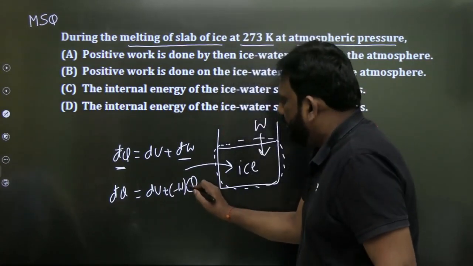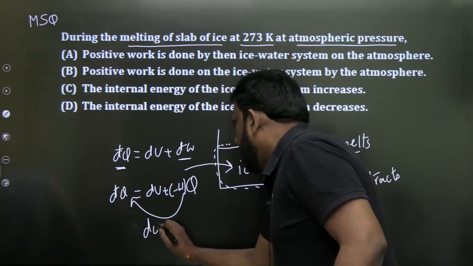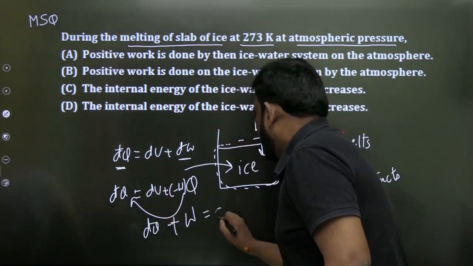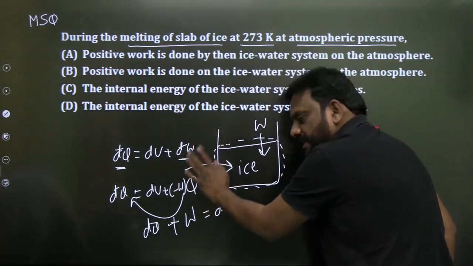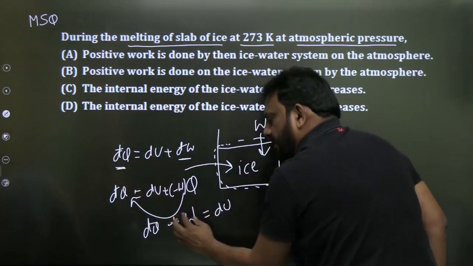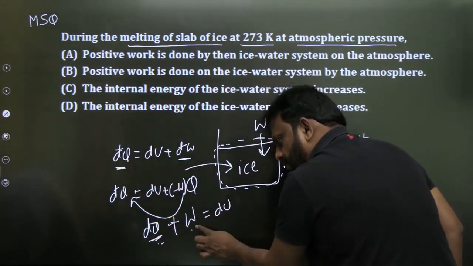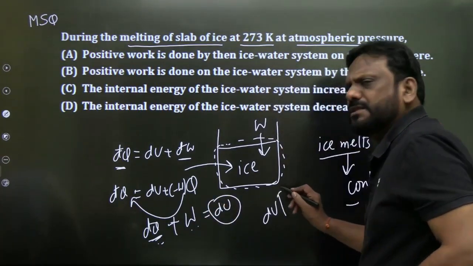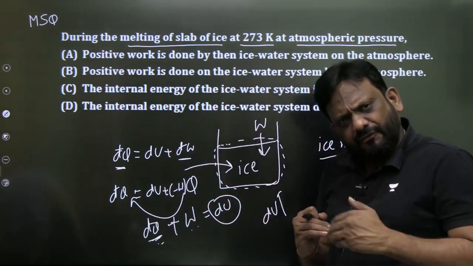Why are you writing minus w? Because work is done on the system. So you take it onto this side. So d'q plus w is equal to du. This w will come to this side. It was on the right hand side, negative, so when you take it to the left hand side, it will become positive. And heat supply is already positive. When these two are positive, du will be positive, meaning internal energy is increasing. The common sense says it is absorbing heat, therefore it is melting.